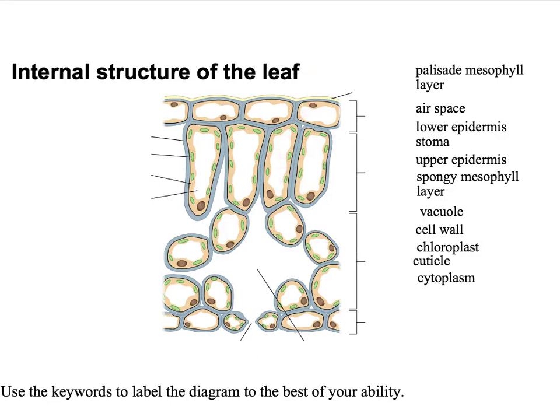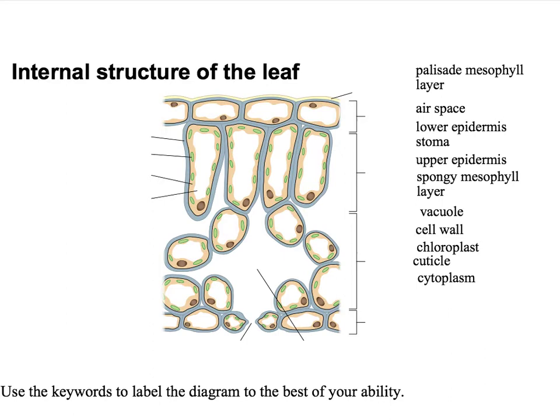As we can see, the adaptation that they've got, apart from being packed full of chloroplasts, is that they are very tightly packed together so that we can get as many cells packed full of chloroplasts near the top of the leaf to collect the sunlight as possible. We move down, we've got the spongy mesophyll layer. Now we can still see that they have got plenty of chloroplasts containing the important pigments for photosynthesis.